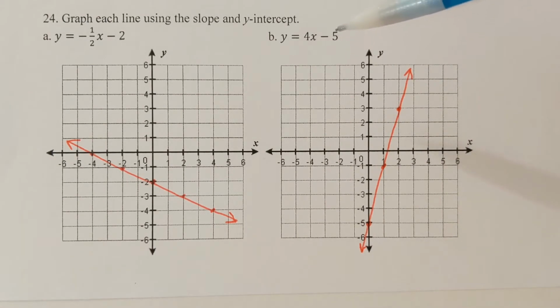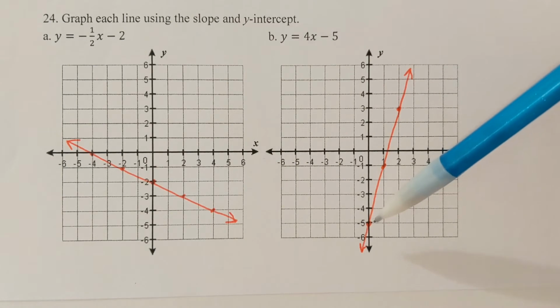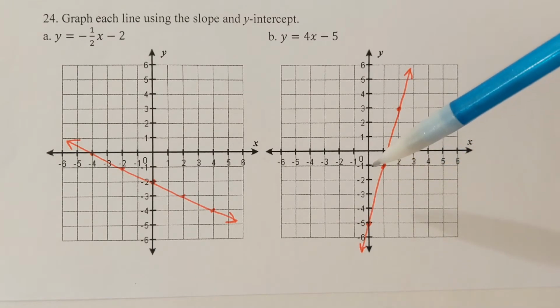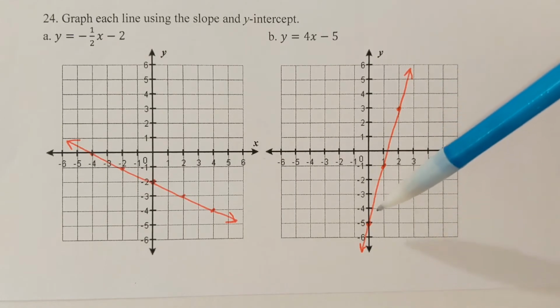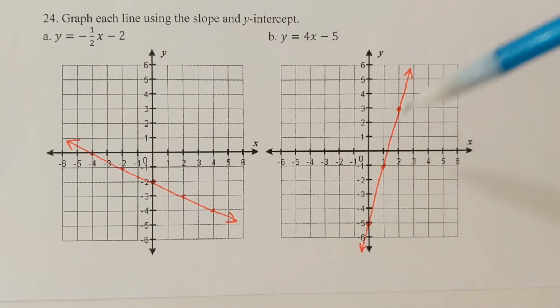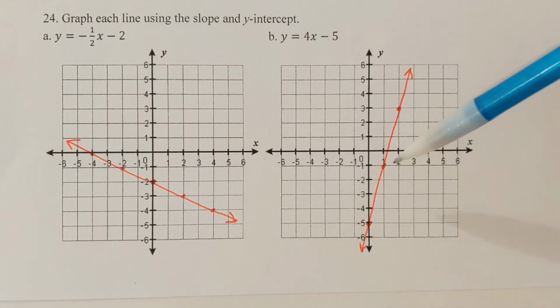The other line, y equals 4x minus 5, has a slope of 4 and a y-intercept at negative 5. So here's (0, -5), and I use the slope, which is 4. So I'm going up 4 and to the right 1. Up 4, to the right 1. Okay, so I gather up a couple of points there and draw the line as best I can.